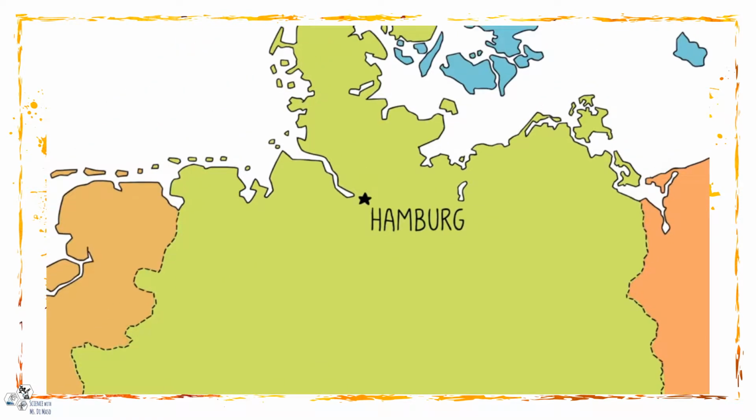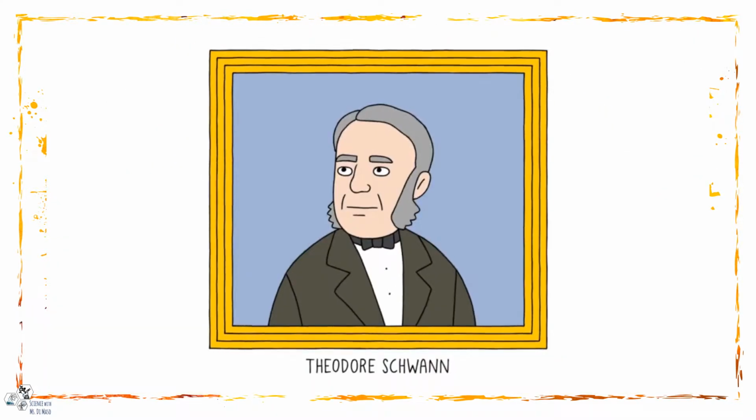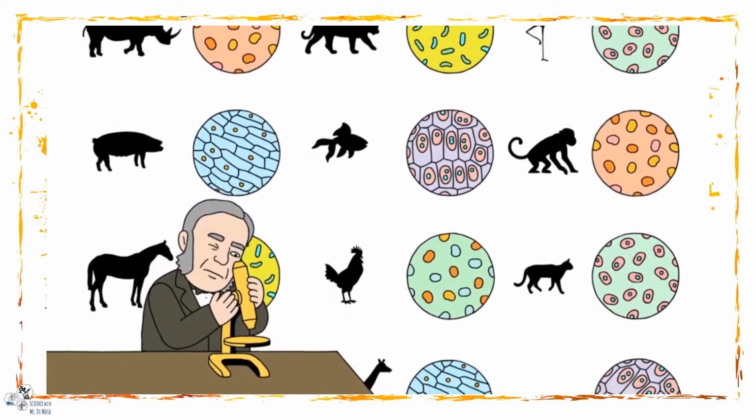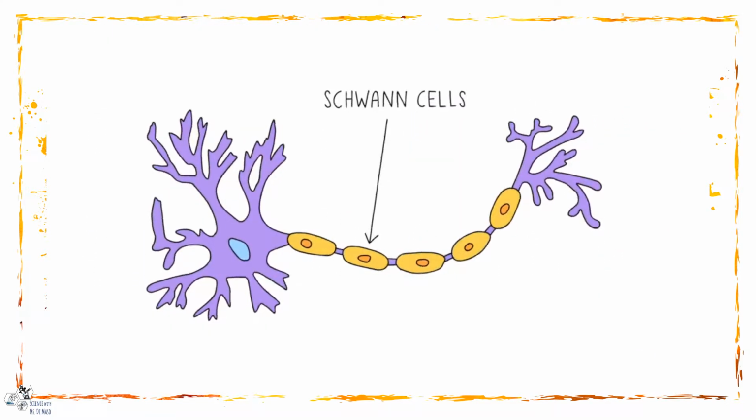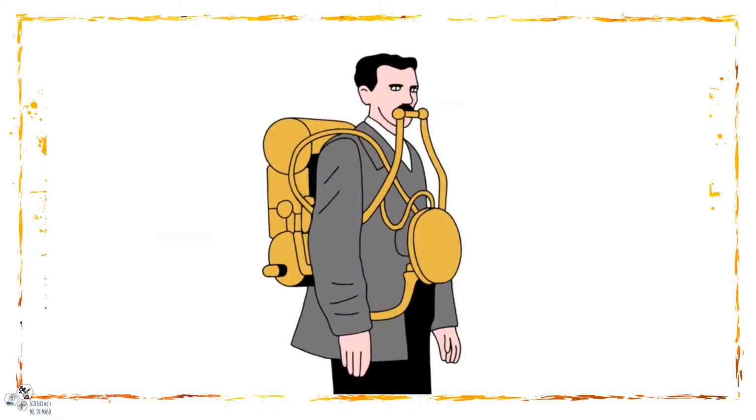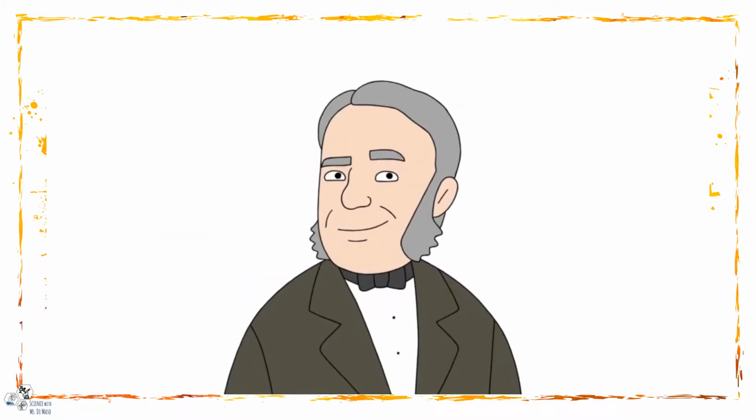At the same time, on the other end of Germany was Theodor Schwann, a scientist who not only studied slides of animal cells under the microscope and got a special type of nerve cell named after him, but also invented rebreathers for firefighters and had a kickin' pair of sideburns.